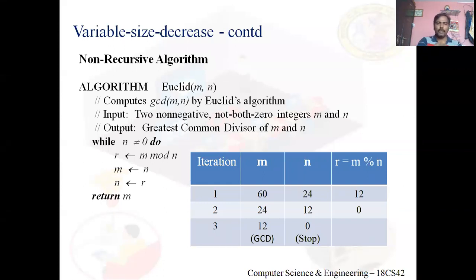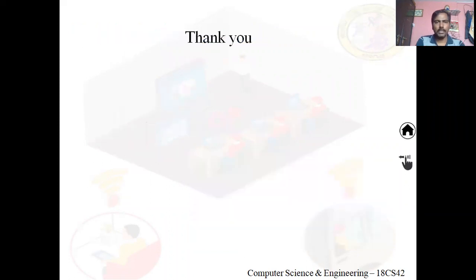So while n is not equal to 0, first compute the remainder r equals m mod n. Then copy n to m and r to n. In the second iteration, n is not 0. Then the third iteration comes, and n is found to be 0. Stop the iteration. So what is in m? That is the GCD. Again, 12 is the GCD. So this is a variable size decrease: m got reduced from 60 to 24 to 12, and n from 24 to 12 to 0. This is about today's session. Thank you for listening.